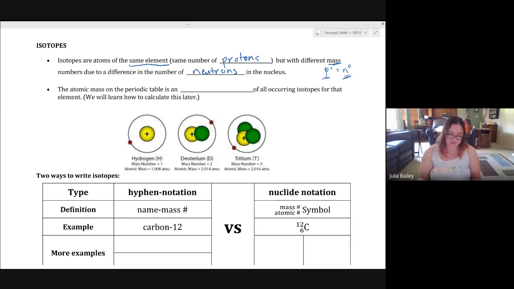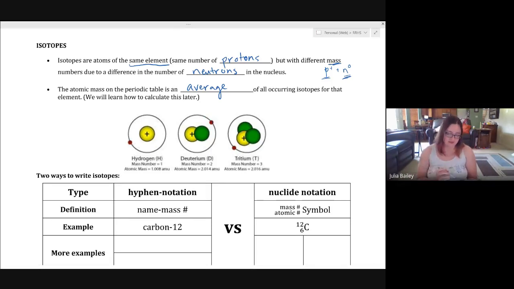So the atomic mass on the periodic table is actually an average of all of the occurring isotopes for that element. We're going to talk about that calculation later. But for now, just be aware that mass number is different than that average atomic mass that's on the periodic table. And the reason we have two different numbers for those masses is because of isotopes.